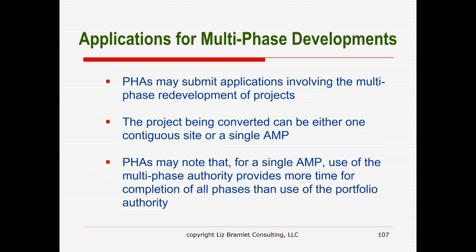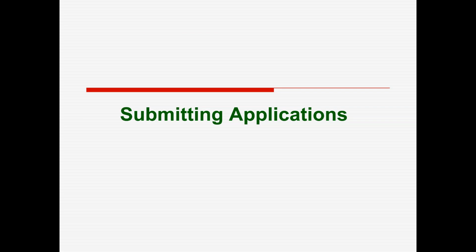You may submit applications involving multi-phase redevelopment of projects. The project being converted can be either one contiguous site or a single AMP. PHAs should note that for a single AMP, use of the multi-phase authority puts more time importance on completion of all phases than use of the portfolio authority. So you want to keep that in mind when you're thinking about multiple projects, which way is best for you, and what timing is best for you when you're planning how you're going to do your project.